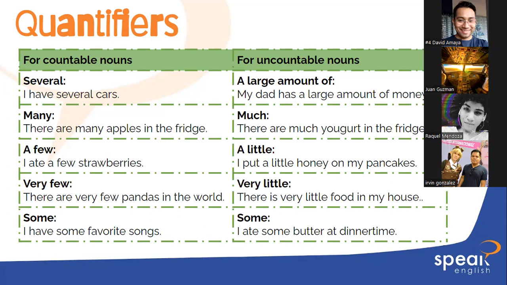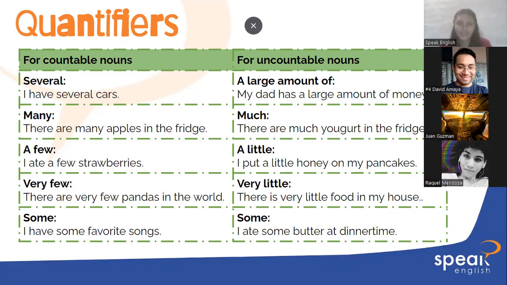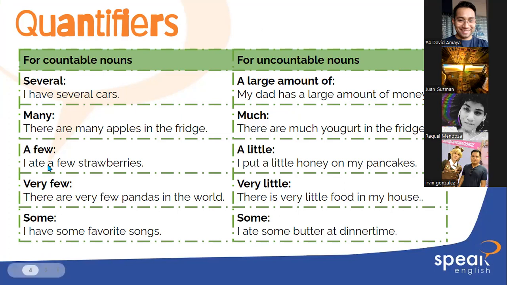I have several books. Okay. And do you read them? Yes. Or, I have several cars. Oh yes, this is my example. And your example was good also. Okay. Thank you. So, Irving, can you give me an example of very little?